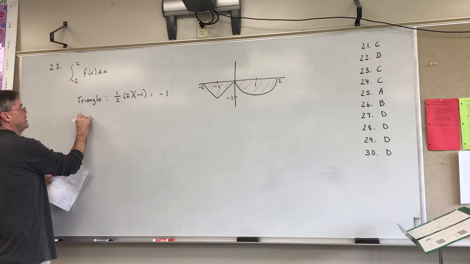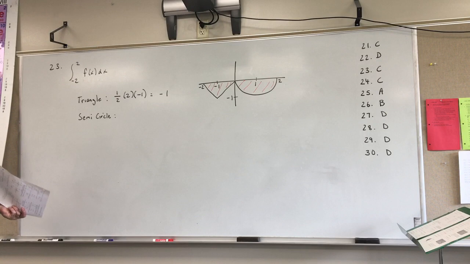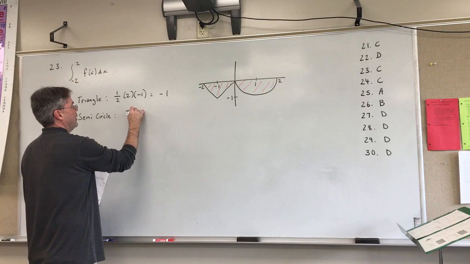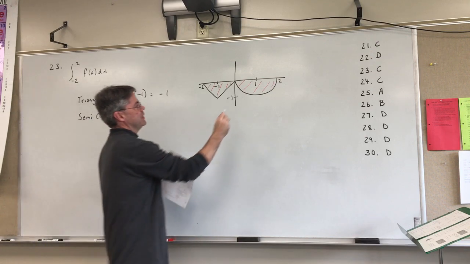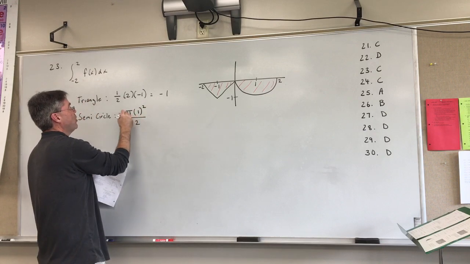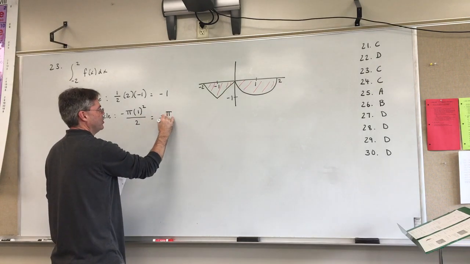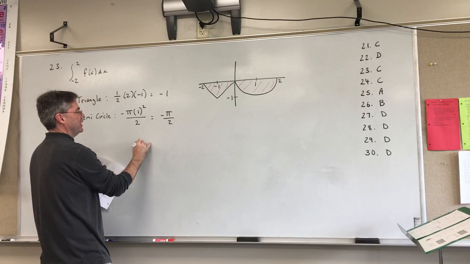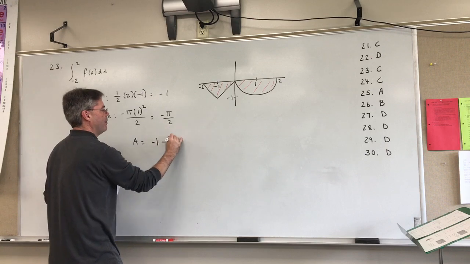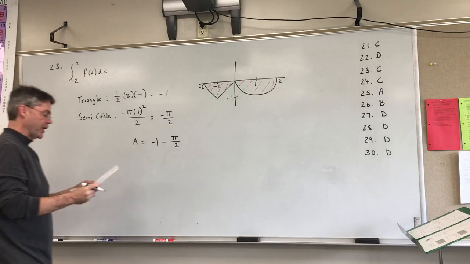And then for the semicircle, okay, the area of a circle is pi r squared. So it would be pi times the radius squared. Okay, and the radius is 1, so pi times 1 squared over 2, but it's also going to be negative because it's below the x-axis. So that's going to be -pi over 2. So the total area will be -1 plus -pi over 2, or -1 minus pi over 2. And looking at our options, that is C.